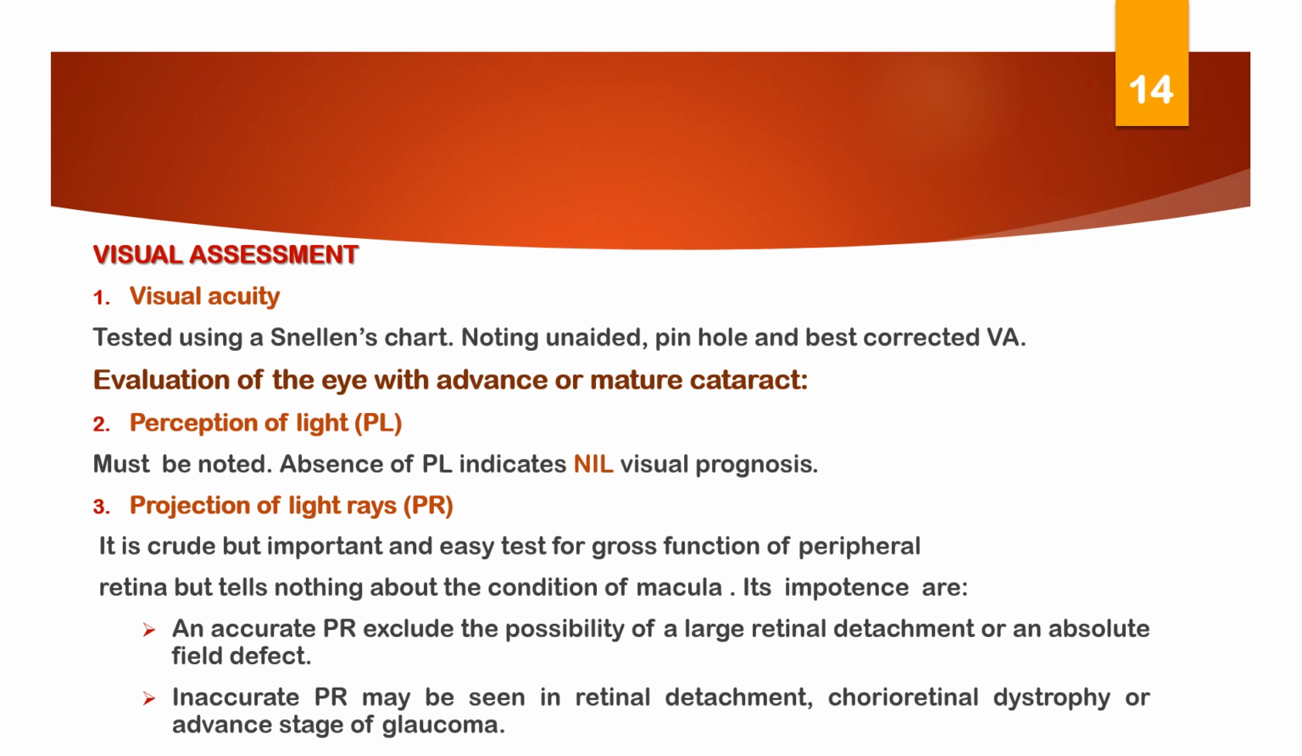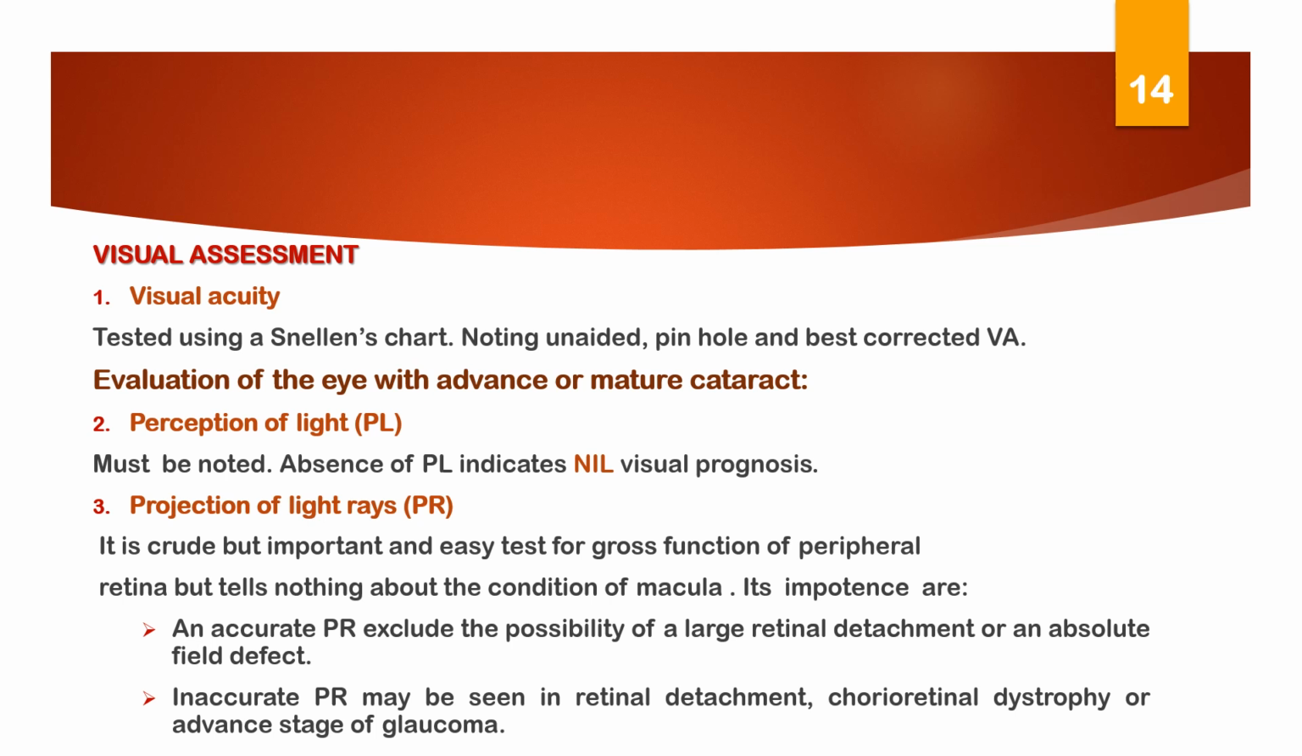Visual assessment. Visual acuity of the patient is tested by using a Snellen's chart, noting the unaided visual acuity with pinhole and the best corrected visual acuity. In the case of an advanced or mature cataract, perception of light and projection of rays should be done. Perception of light must be noted. Absence of PL indicates nil visual prognosis. Projection of the light ray, that is PR.